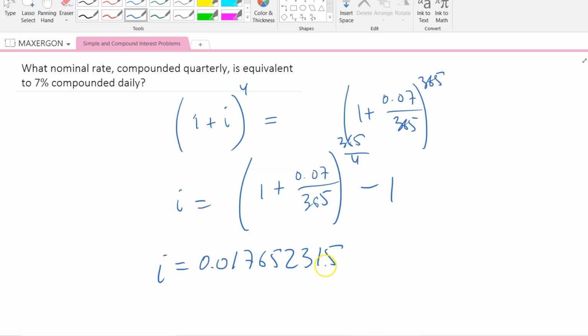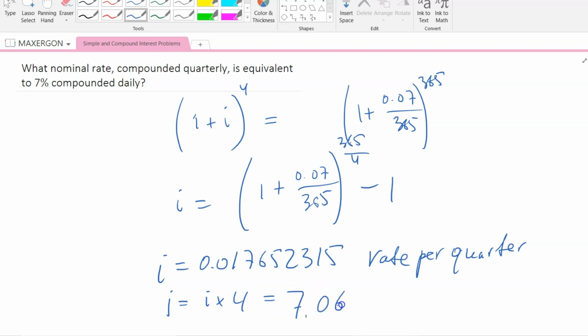0.017652315. What we found is, of course, a rate per quarter. There are 4 quarters in a year, so in order to find the nominal rate j, we will need to multiply I by 4. And we will obtain 7.06% compounded quarterly, rounded to 2 decimals. And this appears to be the answer to this problem.